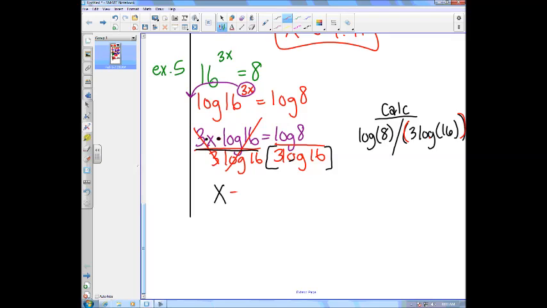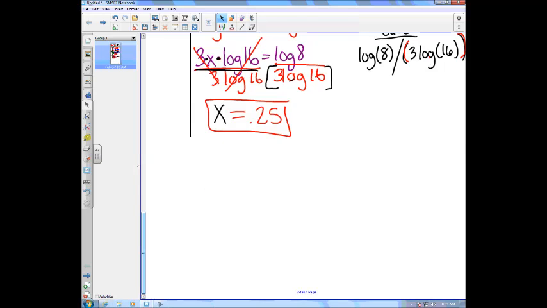Okay, Paula, what'd you get? So do we need to round that, or was it exact? Exact, so I'll put equals 0.25. Okay, the more we practice, the better and more comfortable you'll get at this. Let's try another one.